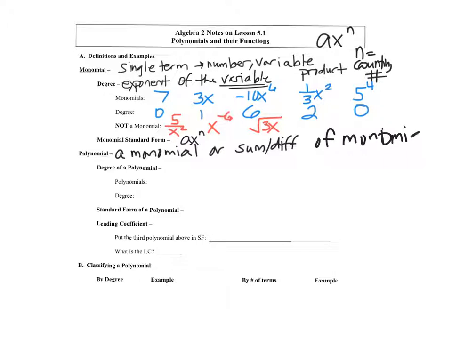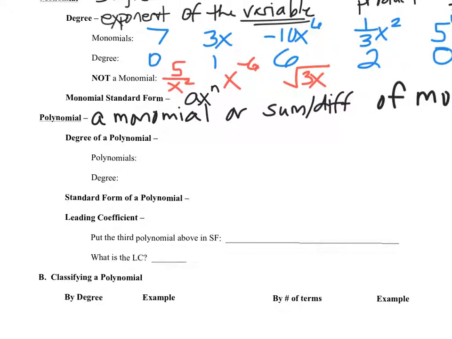Monomials. A monomial is a polynomial. It just has one term. But when you take some monomials and you add them together or subtract them from each other, then you get a polynomial, because you get many monomials together. The degree of a polynomial is going to be very important to what we do today.